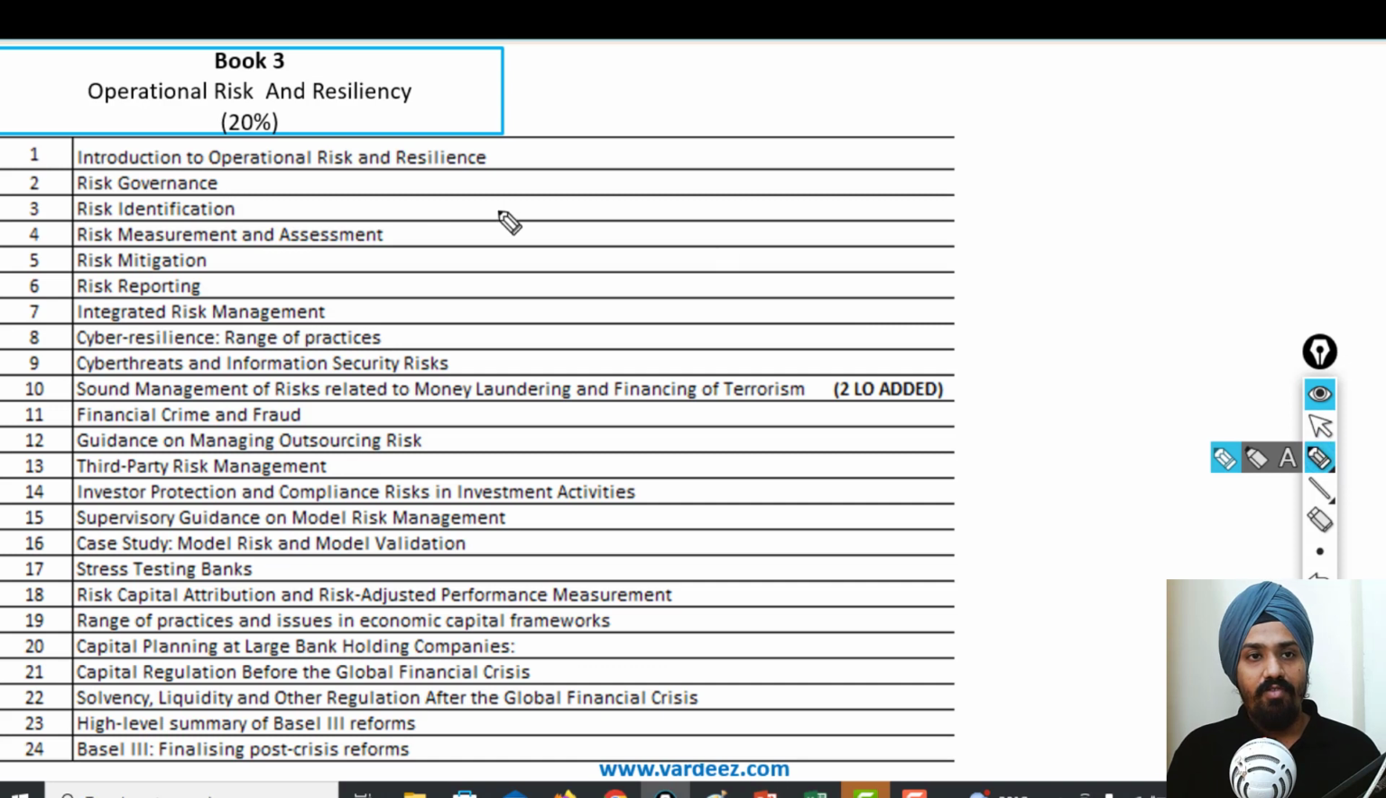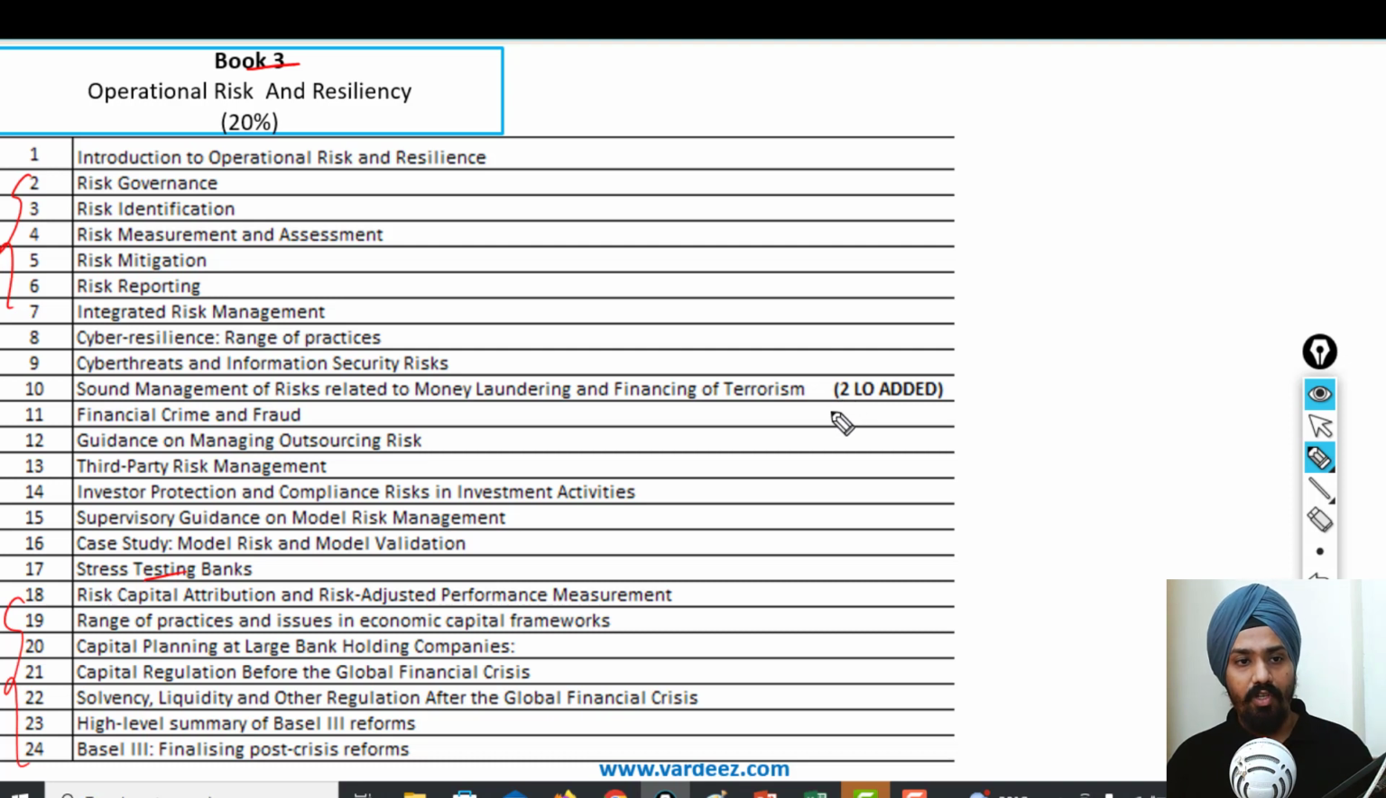Then we have book number 3, which is operational risk, 24 chapters. Yes, it is quite huge. After you complete 55% of the curriculum, you should take another 20%. These chapters talk about the risk and everything from level 1. Definitely you will see the stress testing and more regulations pertaining to the Basel regulations, right? So this has more to do with that.